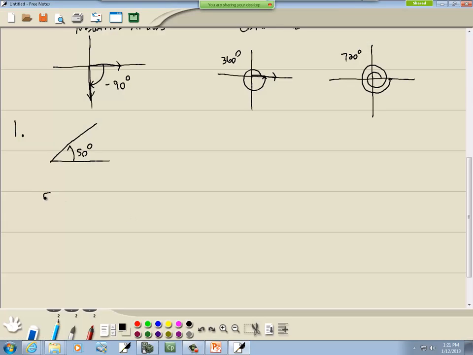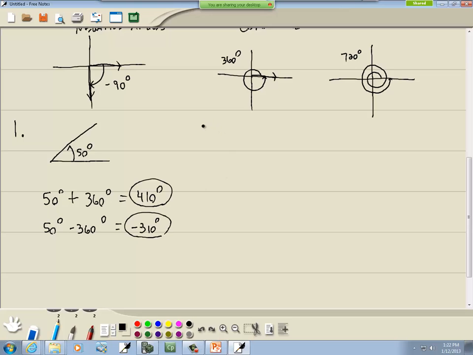Well, remember what I said. We can add 360, and that'll give us a coterminal. So we can add 360, and that gives us 410 degrees. We can also subtract 360. So I take 50 degrees minus 360, and that gives us negative 310 degrees. So those would be both coterminal, have the same terminal side.